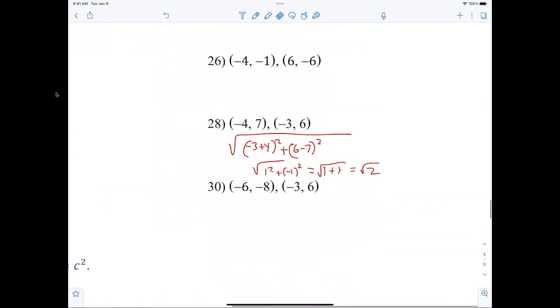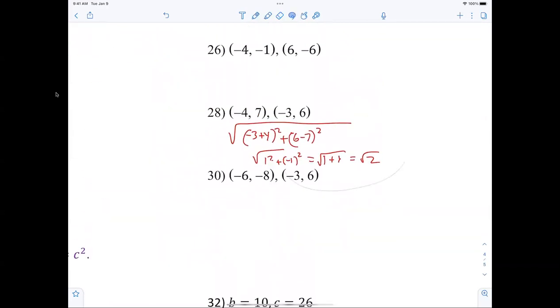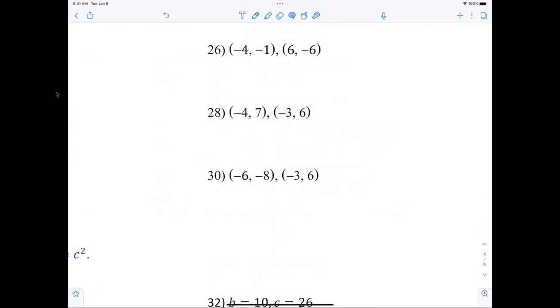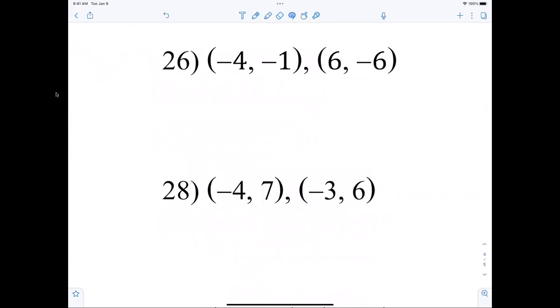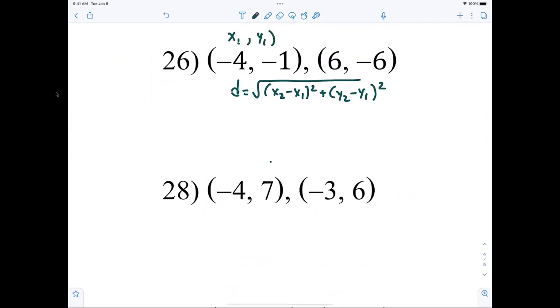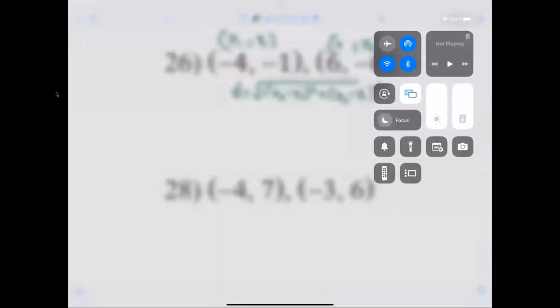Now let's practice. We're going to practice finding the distance between two points. So here we go for number 26. Distance formula, again, write it so you'll remember it. Distance equals square root of x2 minus x1 squared plus y2 minus y1 squared. Up here, this is x1 comma y1. This is x2 comma y2. Everybody okay with that? Now, let's see if we can do this. Hold on one second.